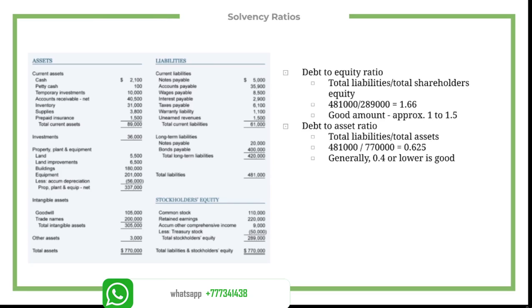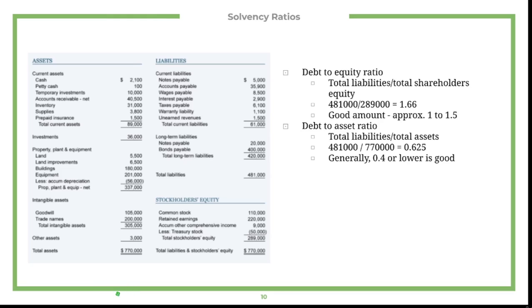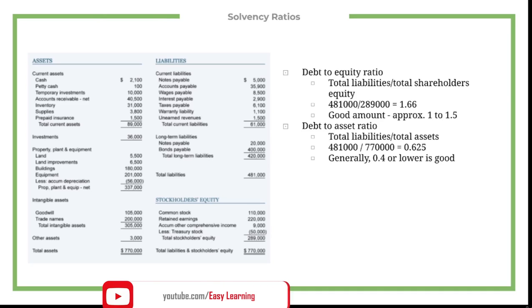And the next kind of ratio I want to talk about is the debt to asset ratio. And this is the total liabilities divided by the total assets. And in our example, that would be 62.5%. So 481,000 divided by 770,000. And a rule of thumb is that this ratio should be anywhere from 0.4 or lower.